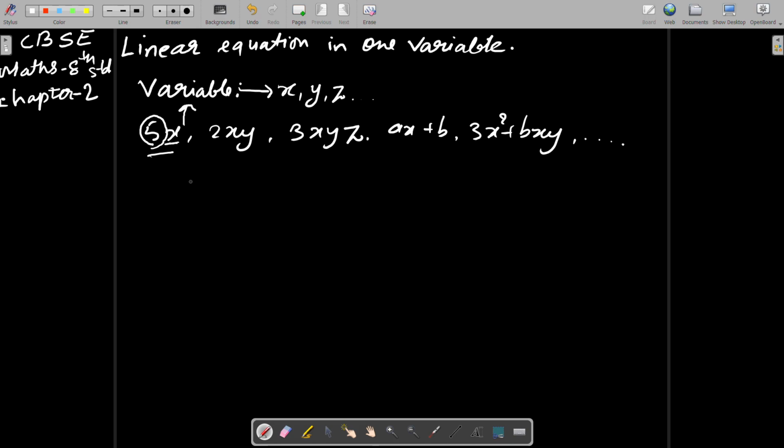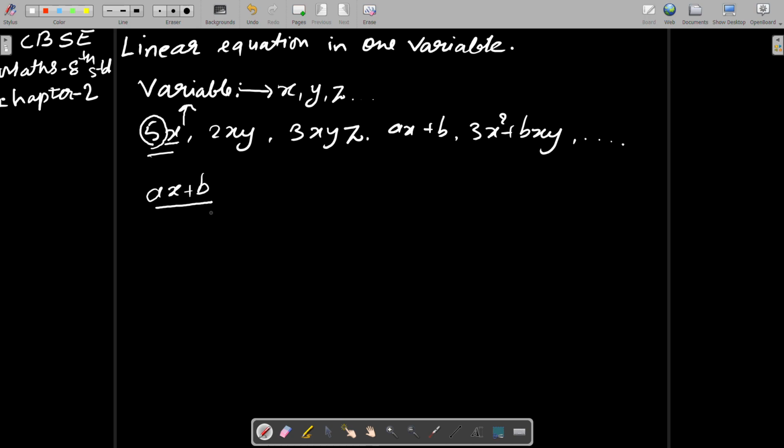Now we need to discuss the linear equation in one variable. In one variable means that your equation will have only one variable present. It cannot have multiple variables present in the equation. Now how can we define that? Any equation of the form ax plus b is nothing but your linear equation.